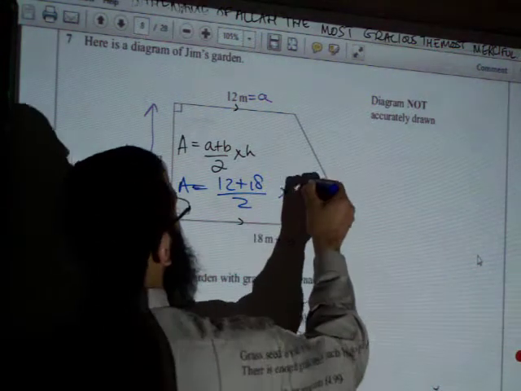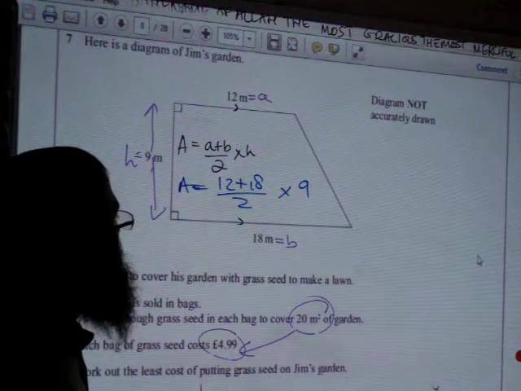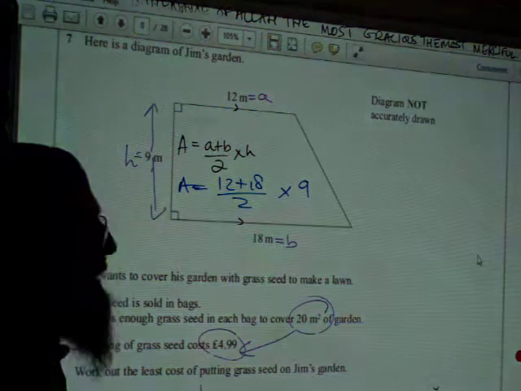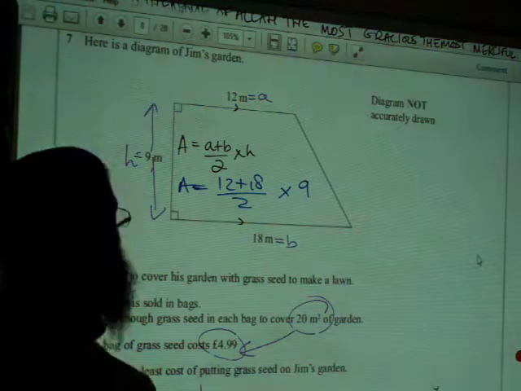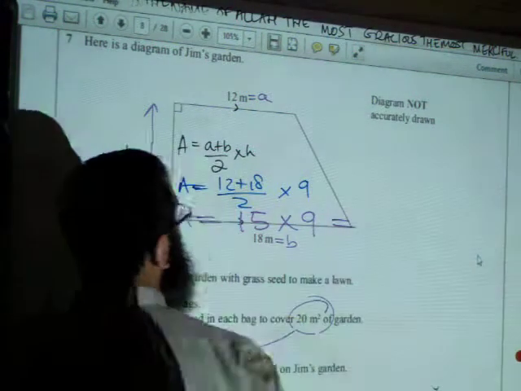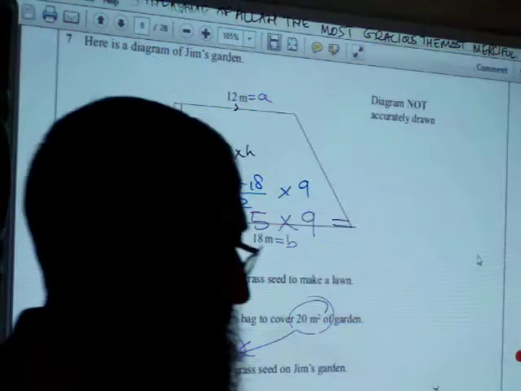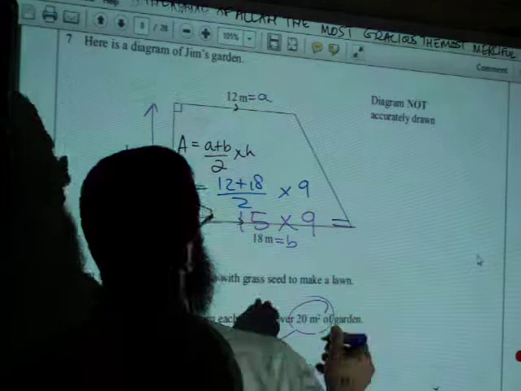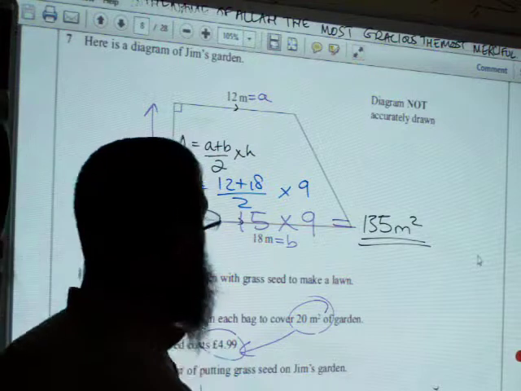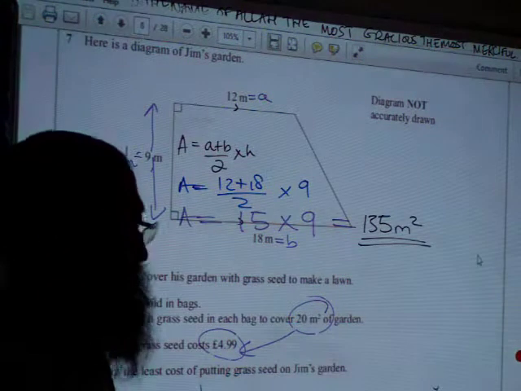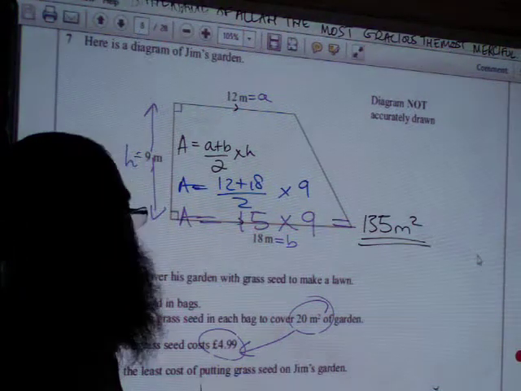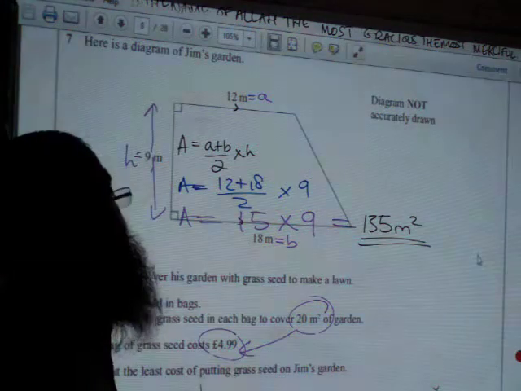The height is 9. 12 plus 18, mental maths, gives us 30, divided by 2 is 15, then 15 times 9 is what we're going to work out. So the area is equal to 15 times 9, and that gives us an answer of 135. So 15 times 10 is 150, minus 15, that gives you 135. So he's got 135 meters squared of garden.